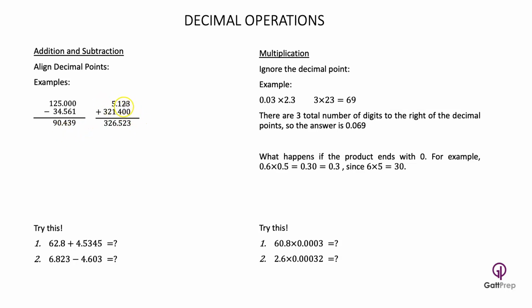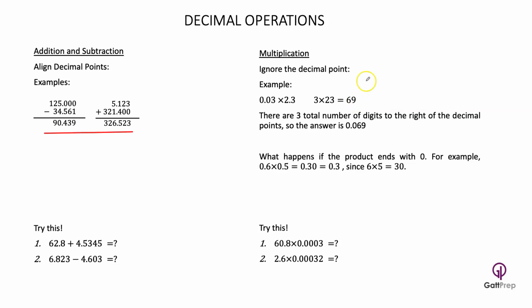Here you have 5.123 plus 321.4. So you add 2 zeros to 321.4 just so you can align your decimal point to make it easy for you to do your operation. Try the following examples here and see if you're able to manipulate and align your decimal point.